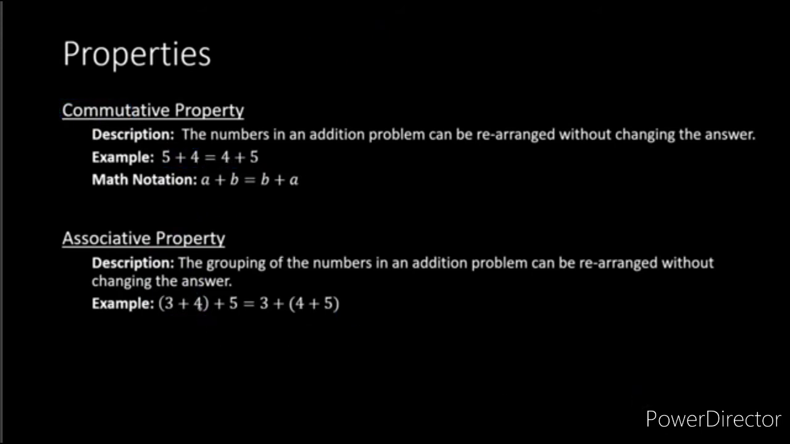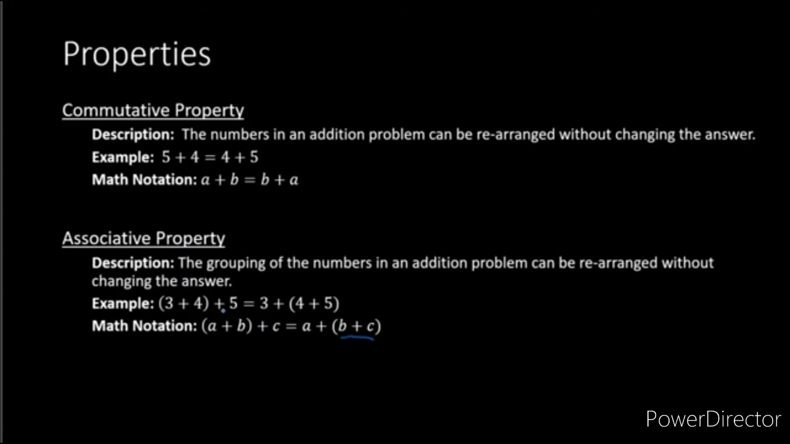And then in math notation, we can replace these numbers with the letters A, B, and C. So here in math notation, we see the parentheses around A plus B, and then the plus C on the outside. That's equal to A plus, and the parentheses over here around the B and the C. So that is in math notation how we write the associative property.